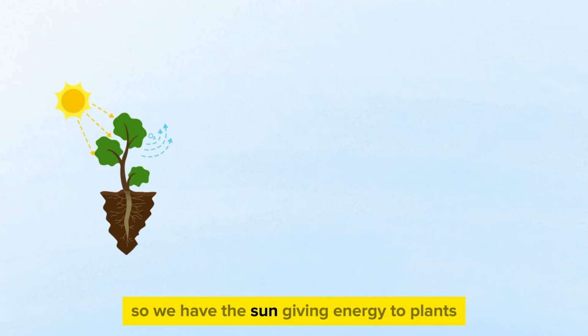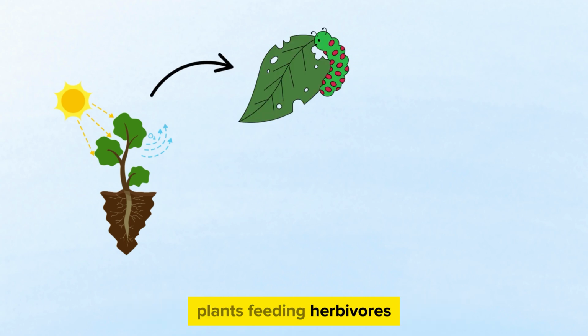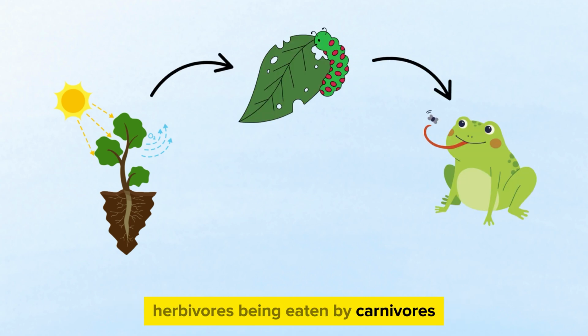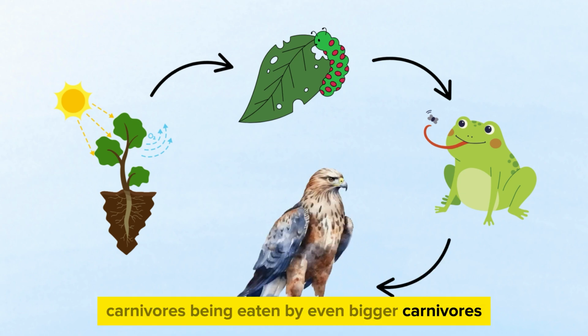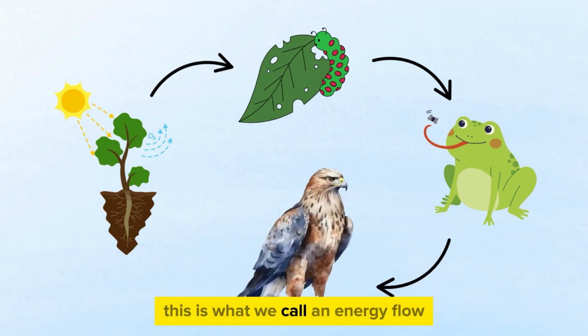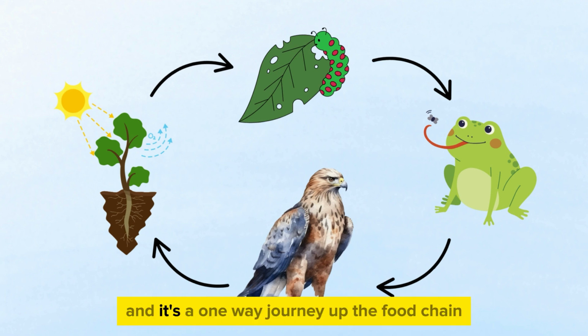So we have the sun giving energy to plants, plants feeding herbivores, herbivores being eaten by carnivores, and sometimes carnivores being eaten by even bigger carnivores. This is what we call an energy flow, and it's a one-way journey up the food chain.